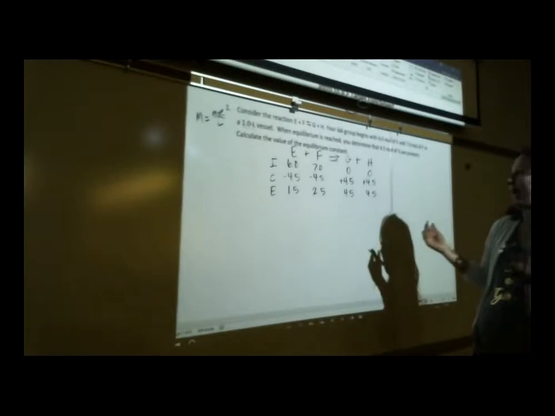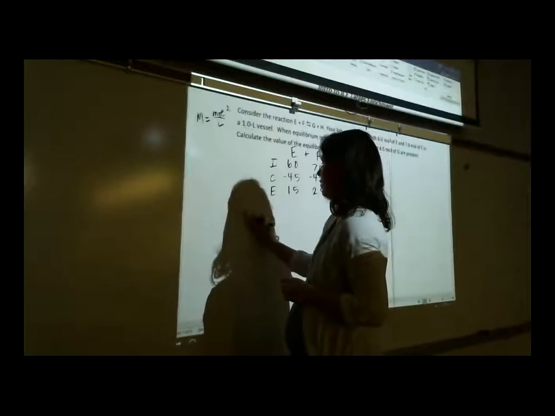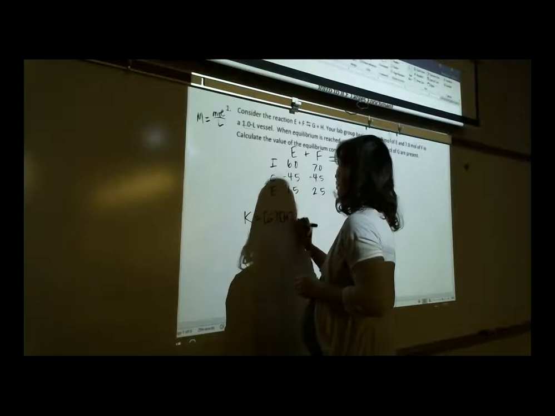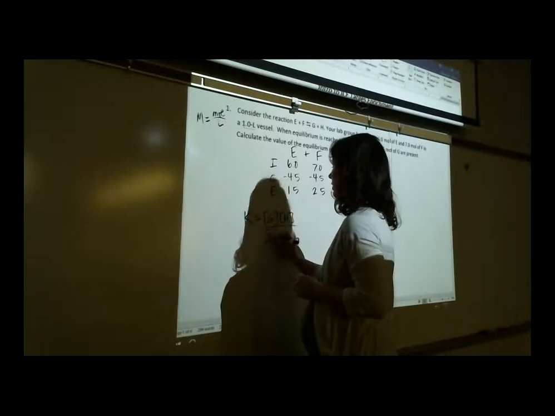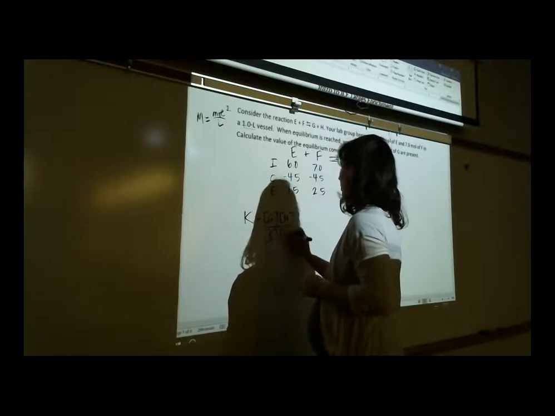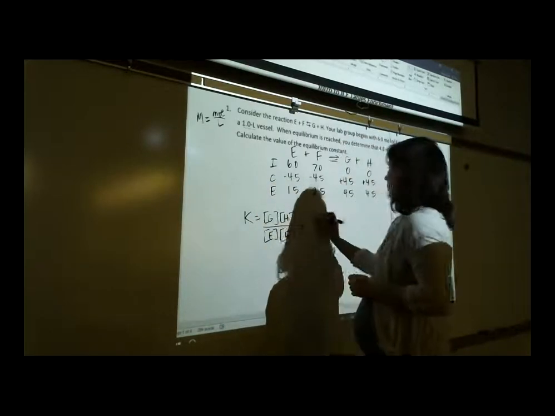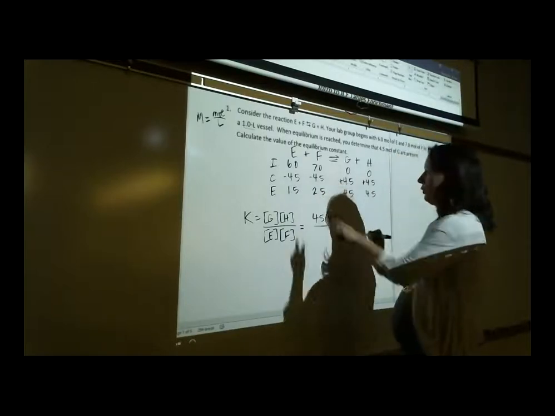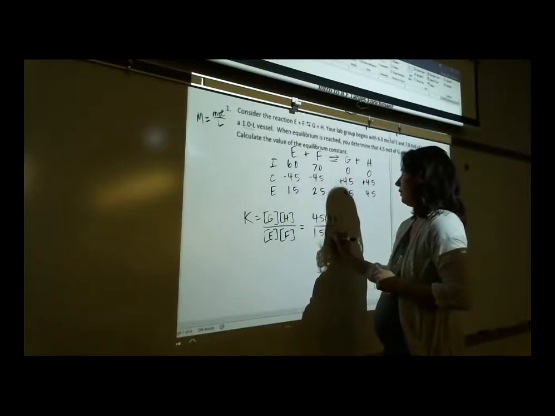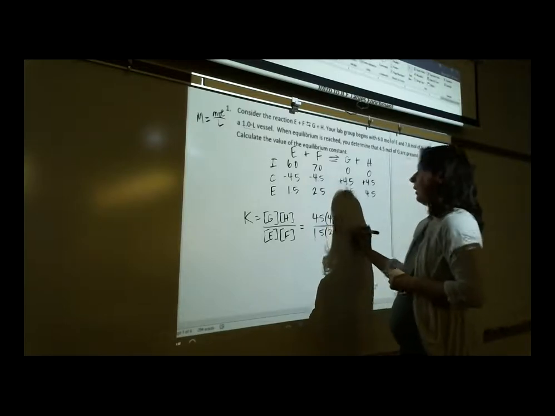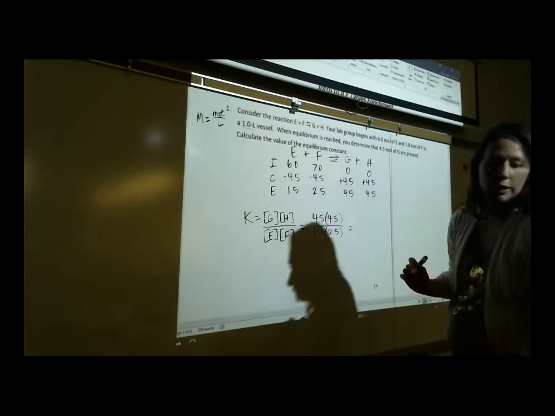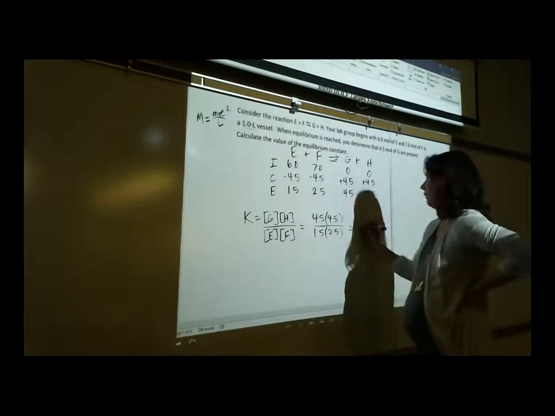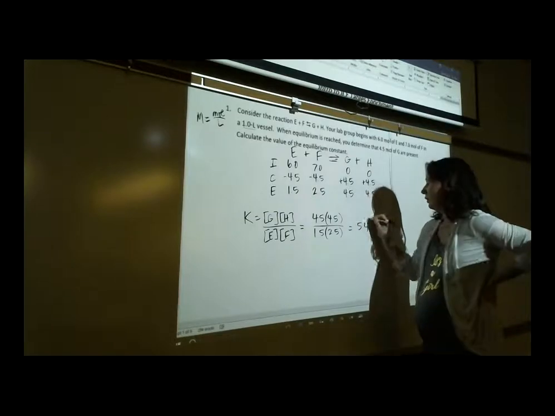Now we want to know what's K. So K is just concentration of G times concentration of H divided by concentration of E times concentration of F. So 4.5 times 4.5, right? It's always products over reactants. 1.5, 2.5. And when I did the math, I rounded to 2 sig figs, right, because I can only keep 2 significant figures, and I got 5.4 as my value of K.